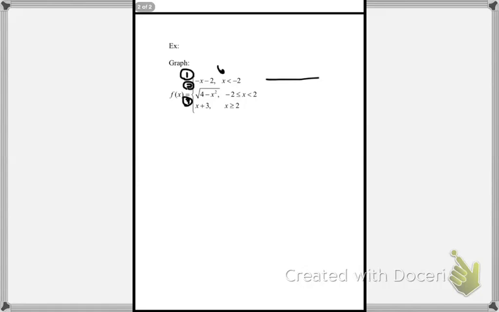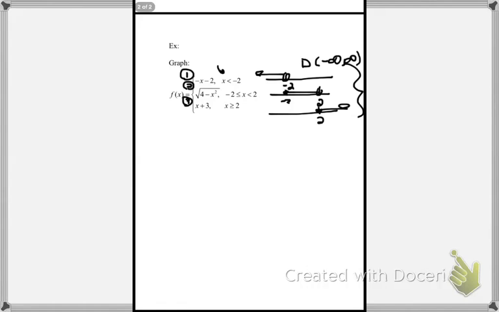In domain 1, we're at the negative 2. We're open, and we're to the negative infinity. At domain 2, we're going from negative 2, closed, to positive 2, open. And the last one starts at 2, we're closed, and to infinity. Again, if you combined all 3, you would have a domain of all real numbers.